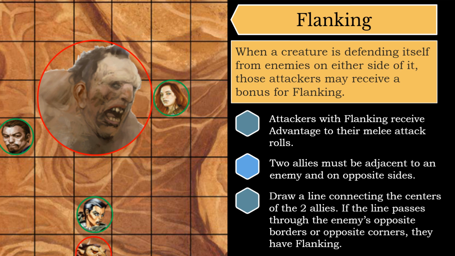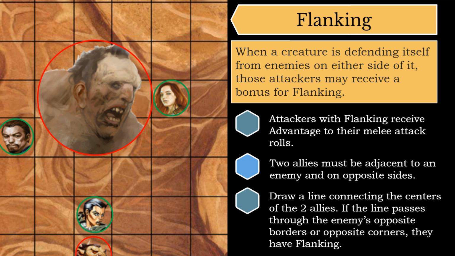Let's illustrate this by looking at a few examples. Here we see Quinn and Dela fighting a hill giant. We'll assume that they're both wielding melee weapons, are conscious, and can see the giant. Let's check and see if Quinn receives advantage for flanking his enemy. We ask ourselves, is there an ally of Quinn's on the giant's opposite border?